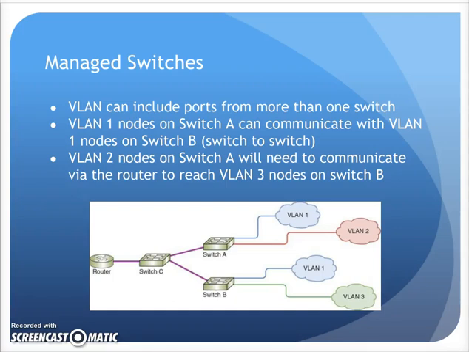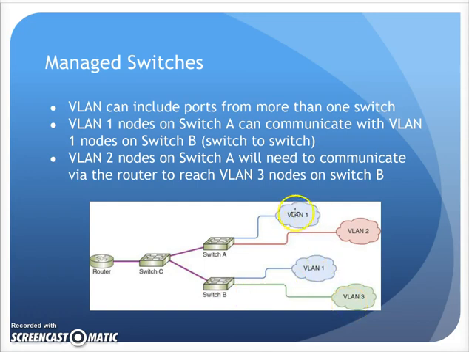All right, CNT125, Chapter 8, we're continuing our discussion on VLANs. Again, these are virtual, these are logical. So the next point they bring us is VLANs can include ports from more than one switch. Absolutely, these are logical. So what can happen is this switch over here can have VLAN 1 and VLAN 2 ports. This switch over here can have VLAN 1 and VLAN 3 ports.